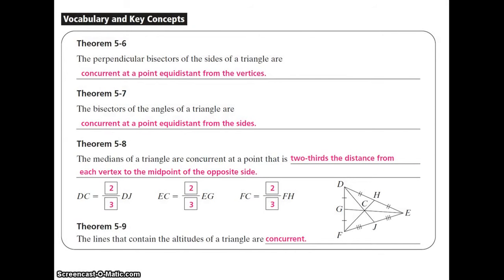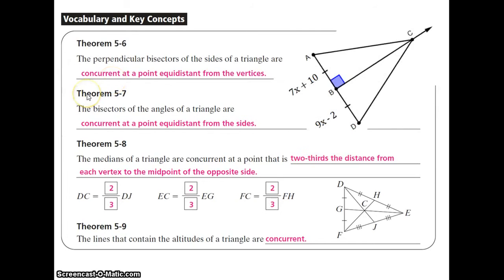Yeah, I get it. A little corny at the end there, but it was what it was. All right, so here's what we've got to fill in in terms of vocabulary and key concepts. Perpendicular bisectors of the sides of a triangle are concurrent at a point equidistant from the vertices. That means that that's where they meet.